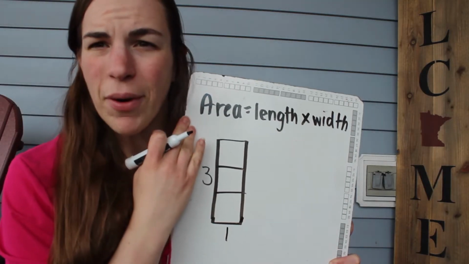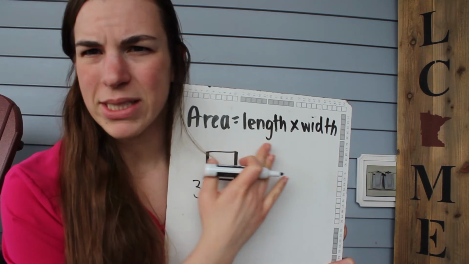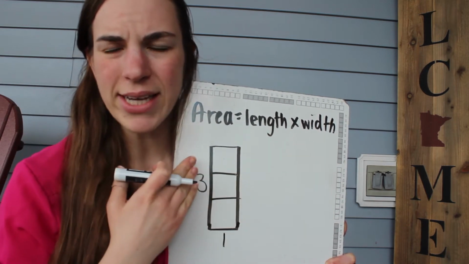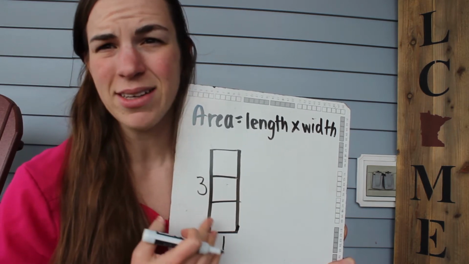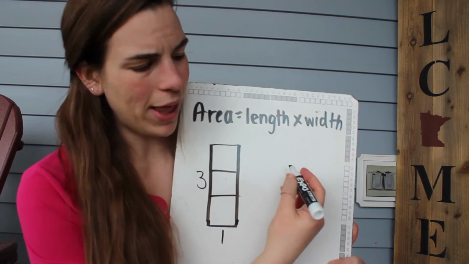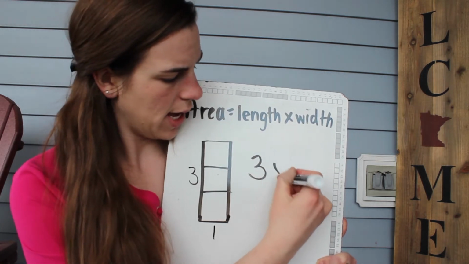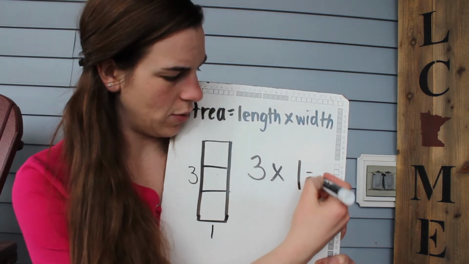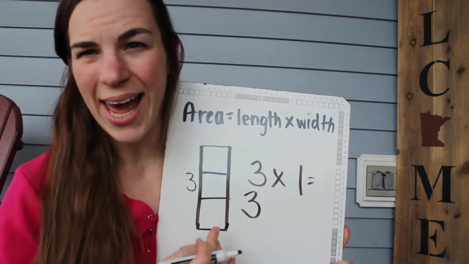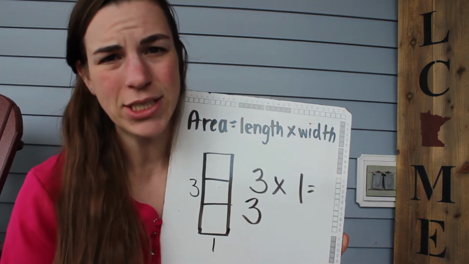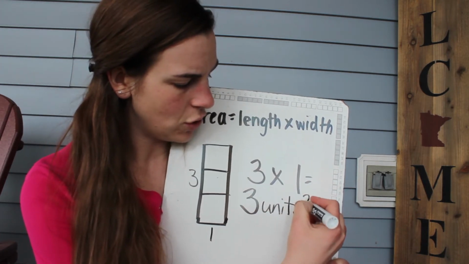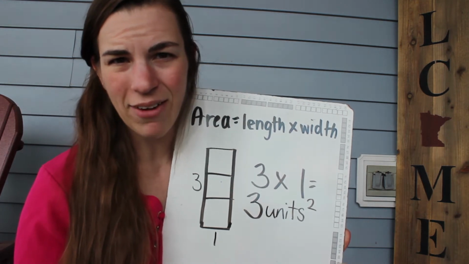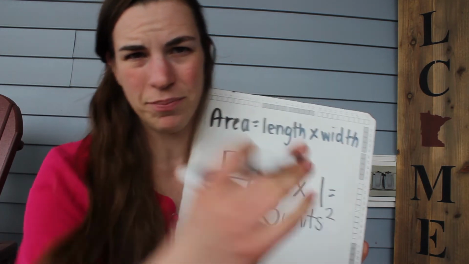All right, let's do another example. I wrote our formula up here for area. Area equals length times the width. So here I see this rectangle. I can see that this rectangle is 3 units and 1 unit. So my length is 3 times 1 equals 3. Now once again, I do not have feet, inches, meters, so I write my answer with the label of units square. That's how I find the area, my length times my width.